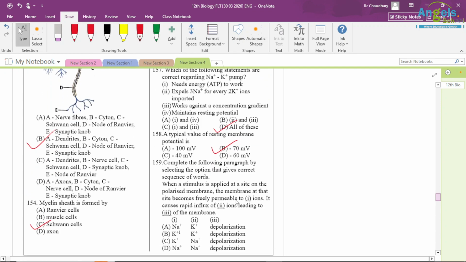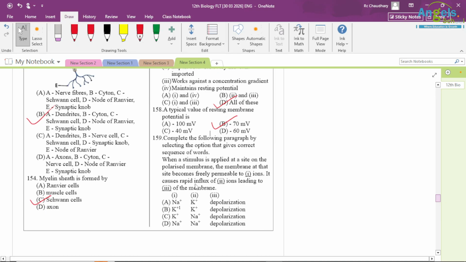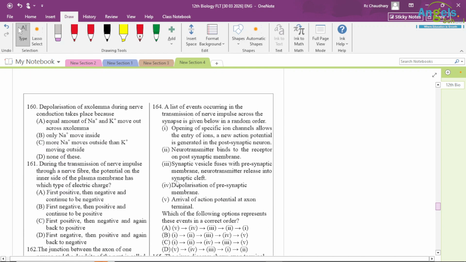Complete the following paragraph by selecting. Okay, so when a stimulus is applied at a site of polarized membrane, the membrane at that site becomes freely permeable to Na+, and it causes rapid influx of Na+, which leads to depolarization. So Na+ and depolarization, option D is correct. Question number 160. Depolarization of the axolemma during nerve conduction takes place because only Na+ moves inside.